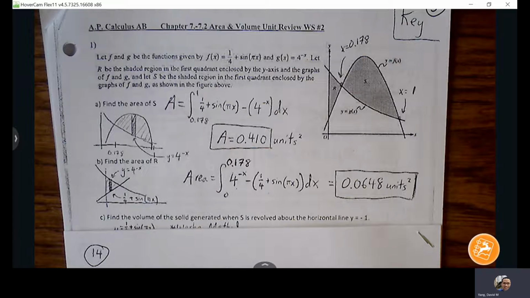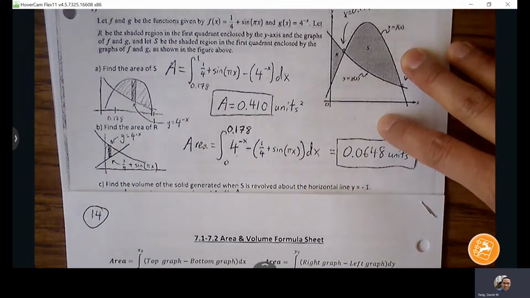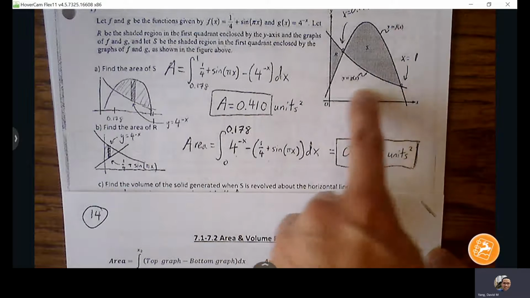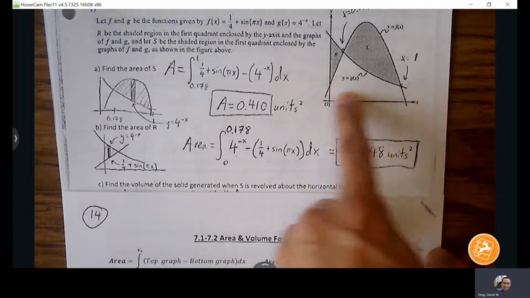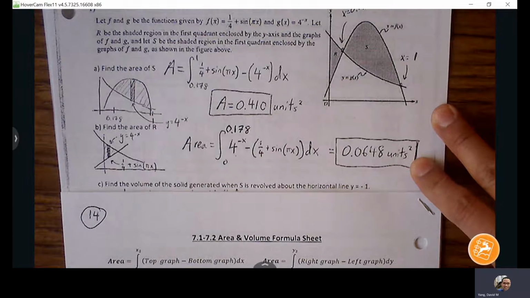Part C says find the volume of the solid generated when S is revolved about the horizontal line y equals -1. So I think some of you guys may have done part C already. We know that with this -1, there's no chance that it could be the disc method, right? There's a huge gap there, so we have to do top minus bottom twice for both radii, and it's going to end up being washer method.